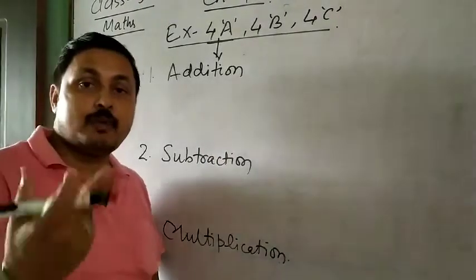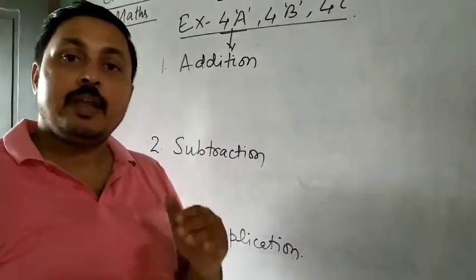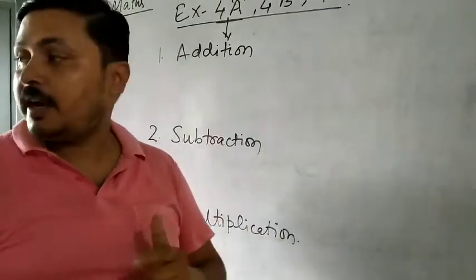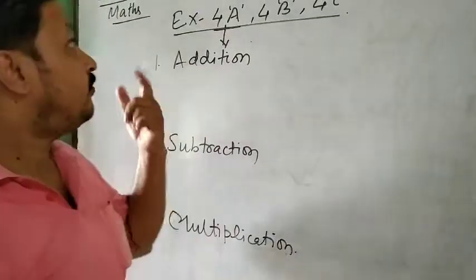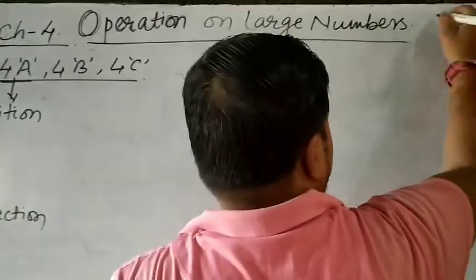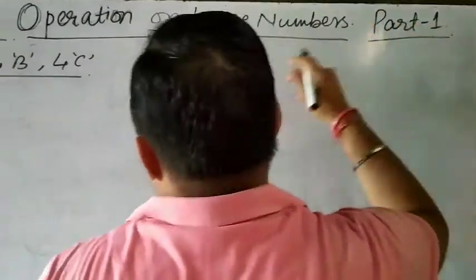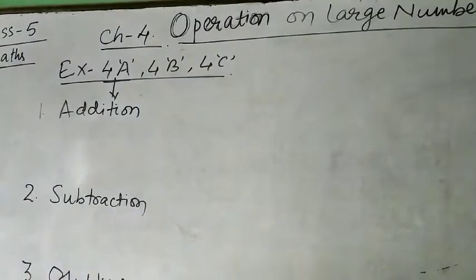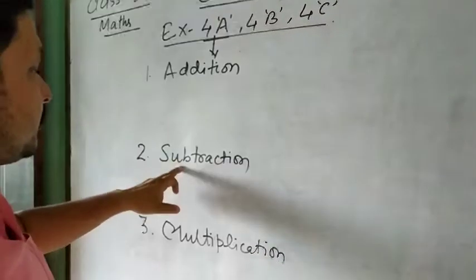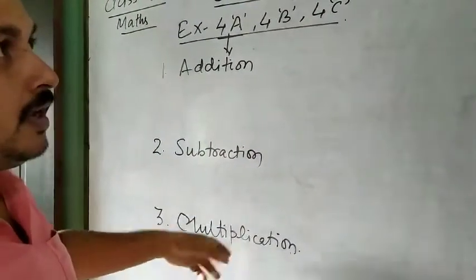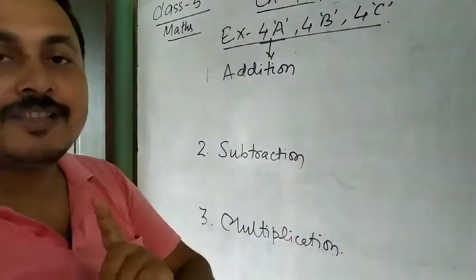But the fourth topic, exercise 4D, is division. So the 4D division part we can explain in part 2. In part 1, the video of chapter 4, operation on large numbers, we should discuss the addition, subtraction and multiplication only. In part 2, we can discuss the division, that is the exercise 4D.